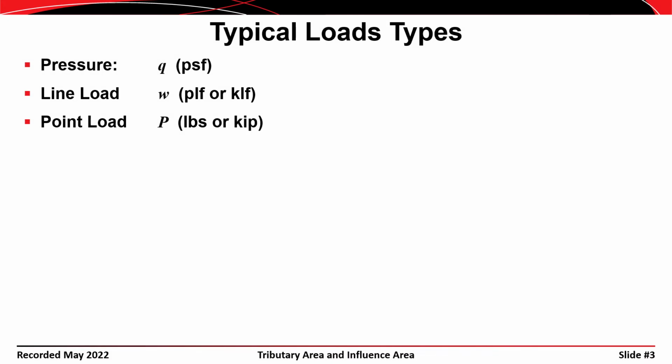There are basically three types of loadings that we deal with when it comes to the analysis and design of structures. The first is a pressure loading, usually denoted with a lowercase q and often in terms of pounds per square foot in the imperial unit of measure. The second is a line loading, denoted with a lowercase w, often in units of pounds per linear foot or kips per linear foot. And lastly is the point load, usually denoted with a capital P, sometimes in units of pounds, but more often in units of kips.